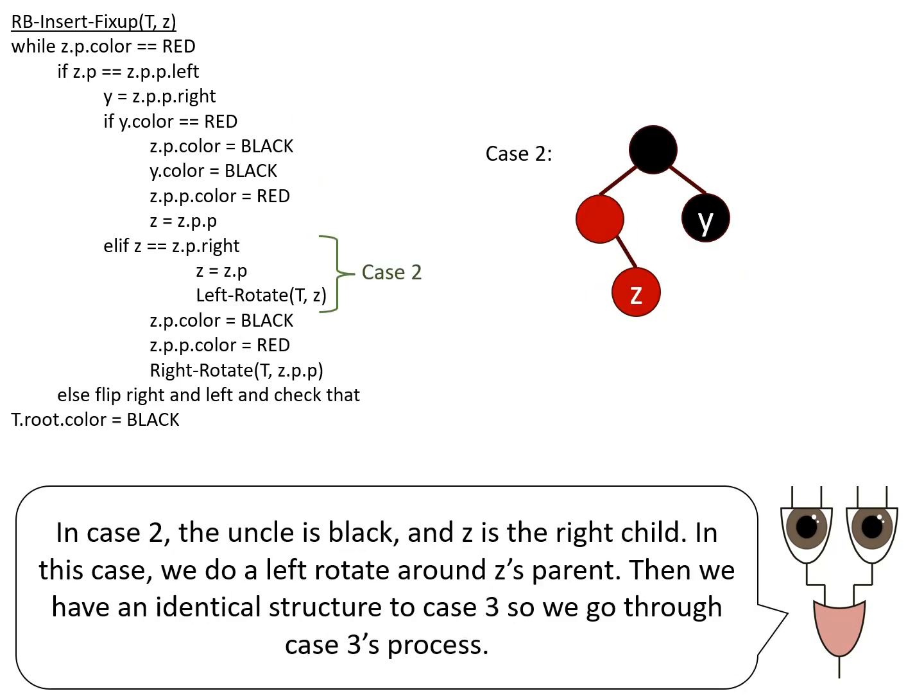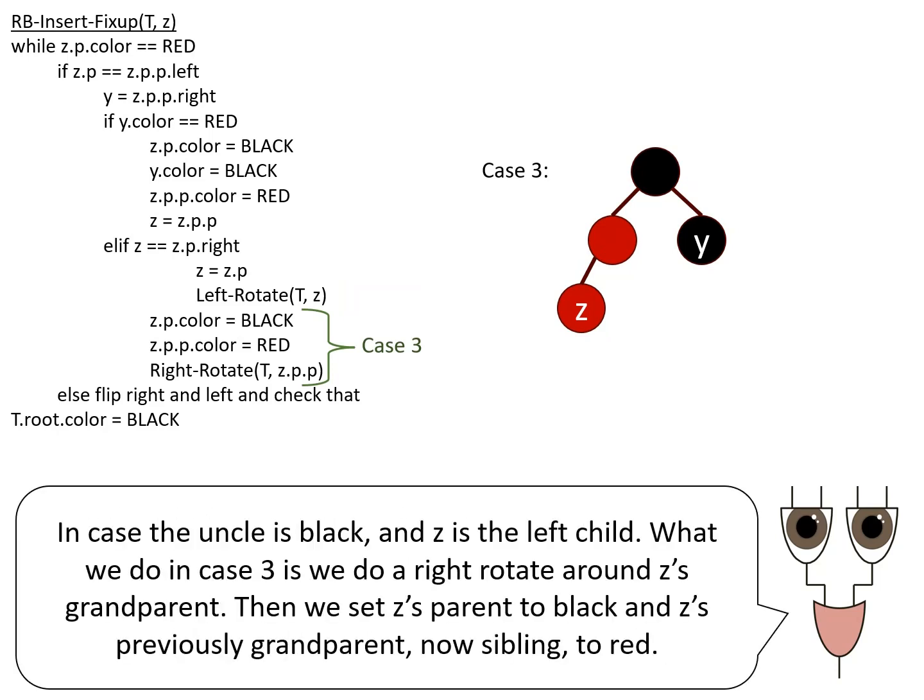In case 2, the uncle is black and Z is the right child. In this case, we do a left rotate around Z's parent. Then we have an identical structure to case 3, so we go through case 3's process. In case 3, the uncle is black and Z is the left child, and what we do is a right rotate around Z's grandparent. Then we set Z's parent to black and Z's previously grandparent, now sibling, to red.